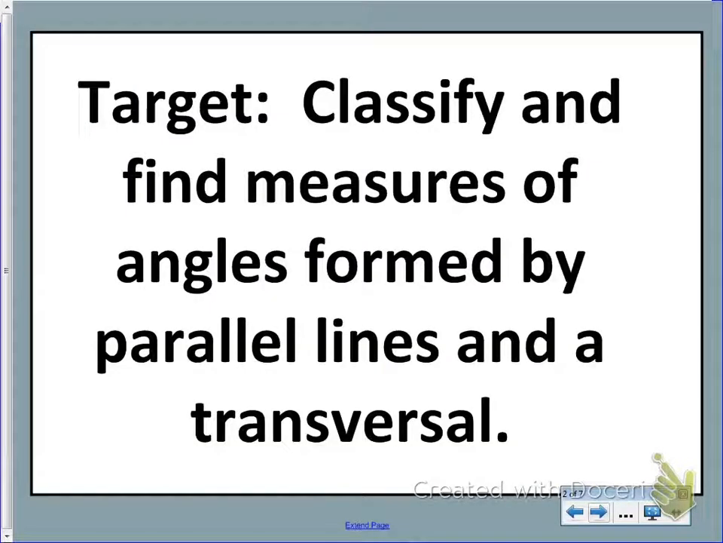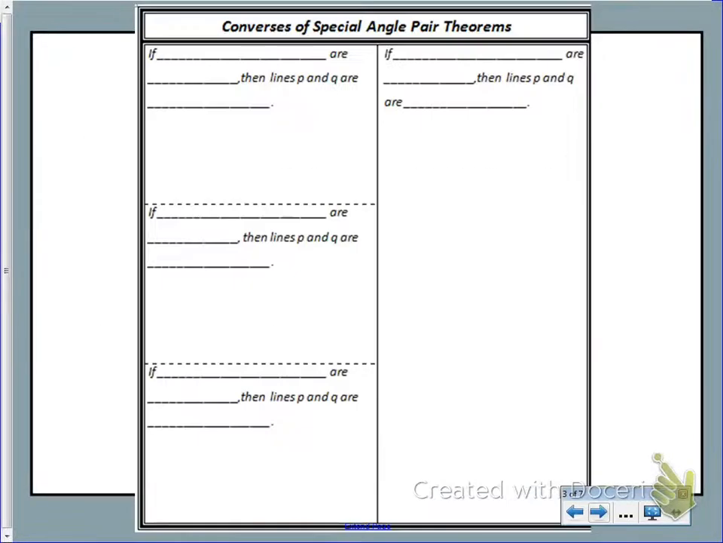Welcome, geometry students. Today we're going to continue to learn about the target, which asks us to classify and find measures of angles formed by parallel lines and a transversal. So we've already done a lot with corresponding angles, consecutive interior angles, alternate interior angles, and alternate exterior angles. So we should have a very good foundation of where those are located and what relationship is true about those angles when your lines are parallel.